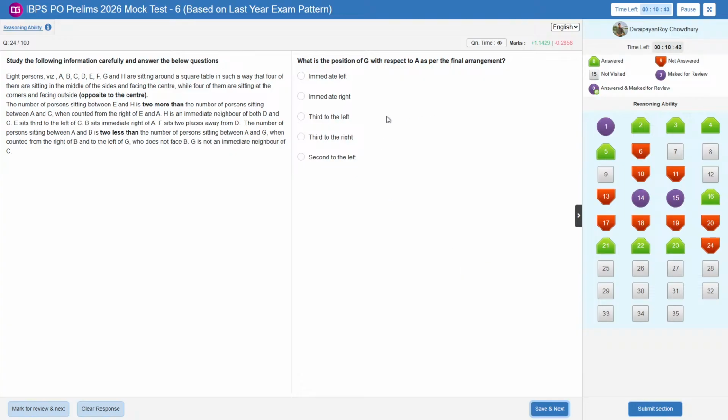What is the position of G with respect to A? Okay, square table, 4 sitting center, 4 outside. Okay, I'll do it, but later.